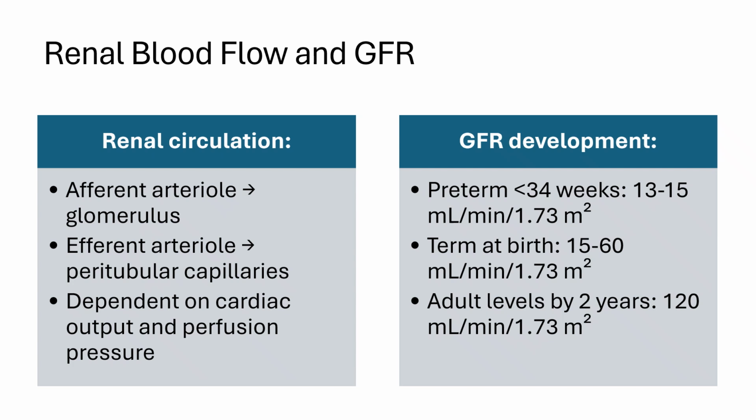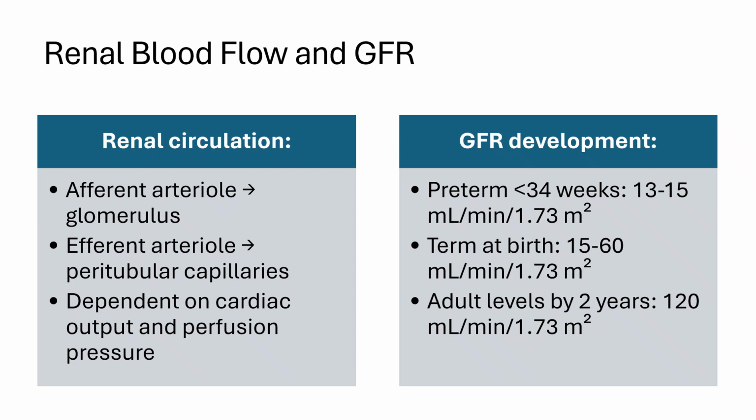This wide range reflects the rapid maturation occurring during the transitional period. The remarkable part is the trajectory. By age 2, GFR reaches adult levels around 120. This represents an 8-fold increase from preterm values. Understanding this progression helps us interpret laboratory values appropriately.